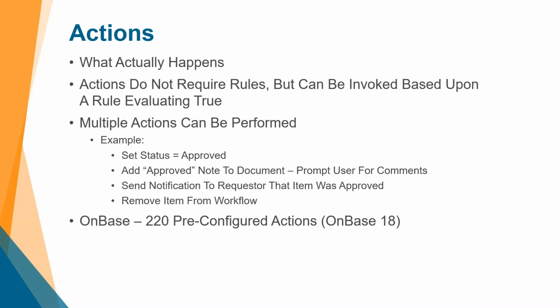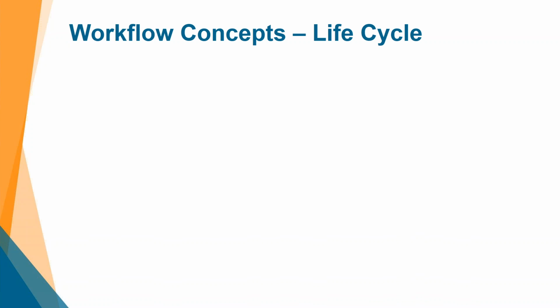Again, in OnBase 18, there are 220 pre-configured actions. So you really take a look at everything inside of workflow. You have 300, roughly, rules and actions that are pre-configured that just need to be associated with your workflow process and configured accordingly.